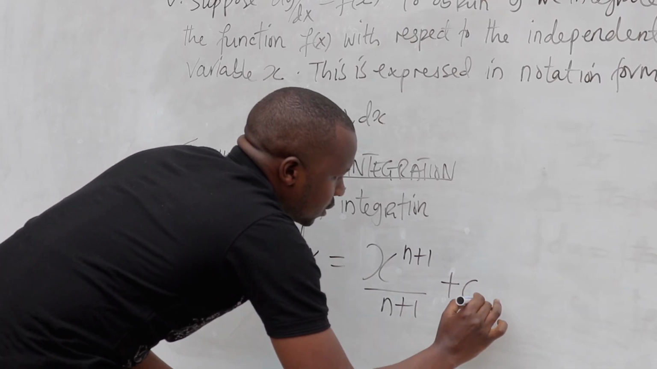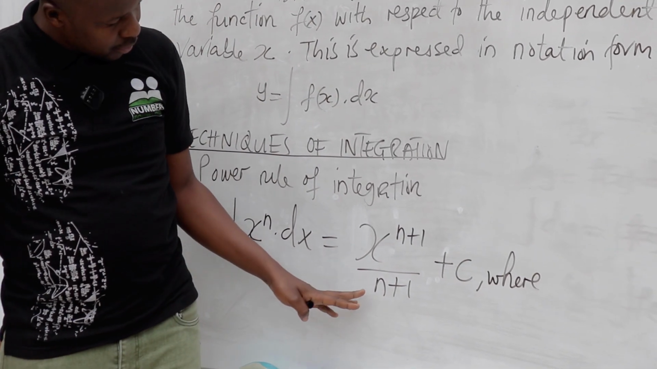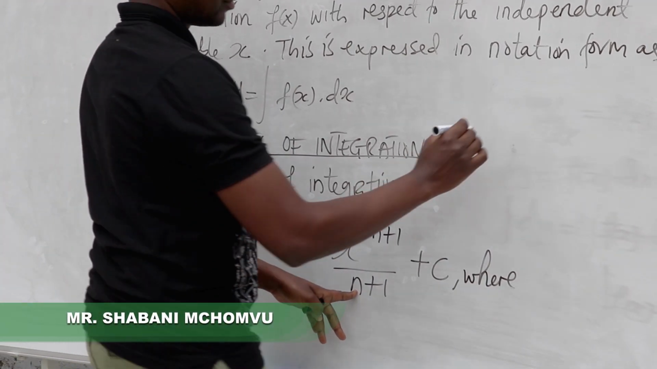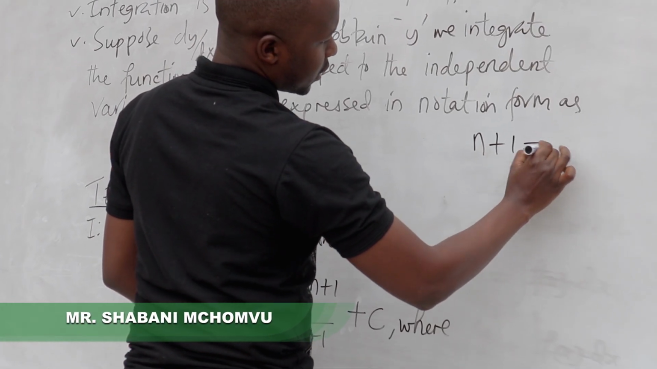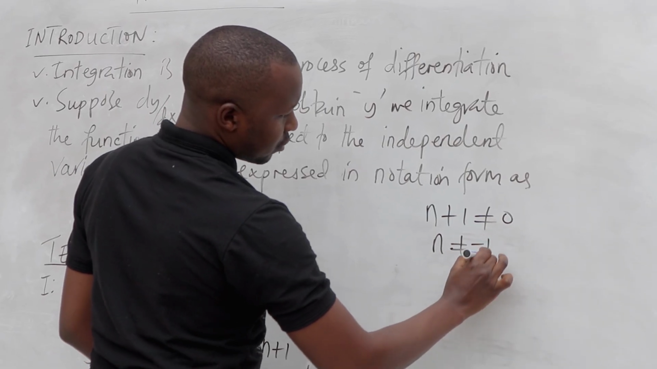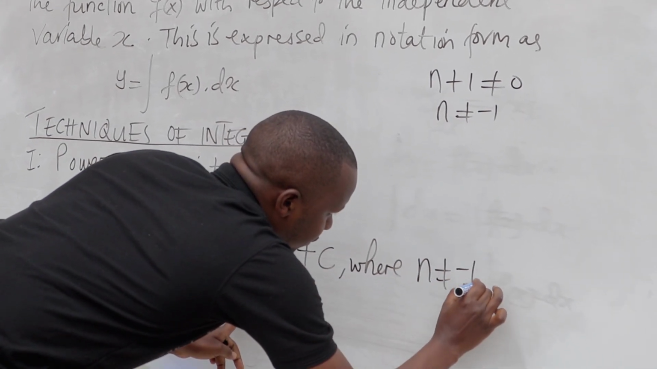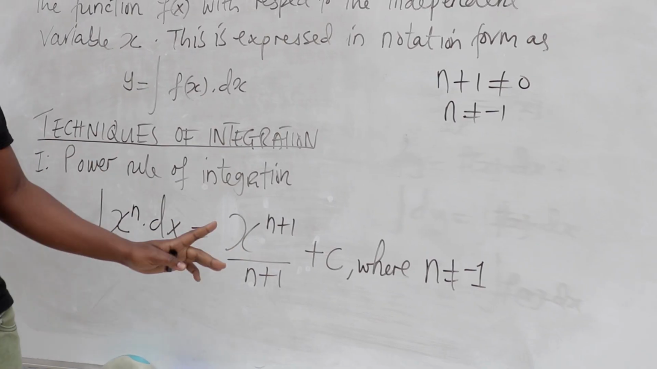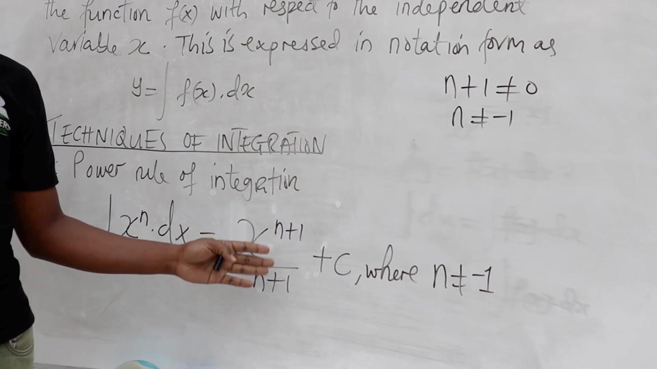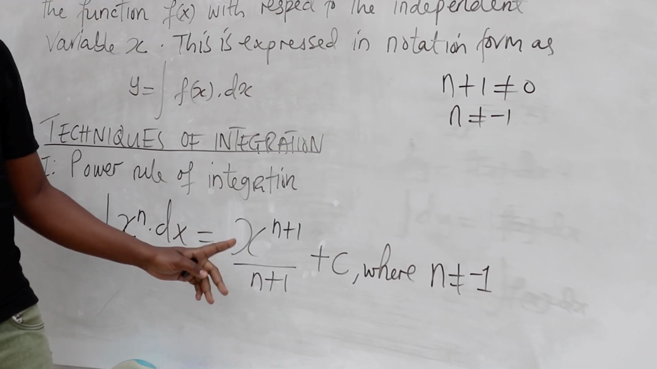Now we add the constant c, where in the denominator we don't want it to become 0. So n plus 1 is not supposed to be 0. So n is not equal to negative 1. Because when it becomes negative 1, we'll have 0 in the denominator, and a number over 0 is undefined, does not exist. So for the rule to exist, n is not supposed to be negative 1.